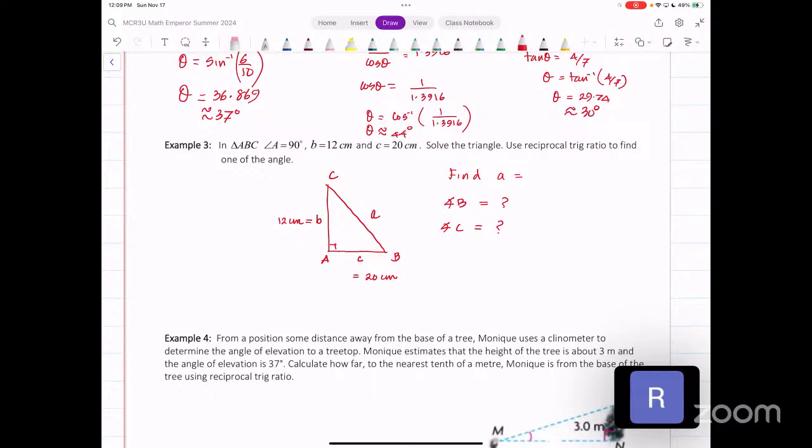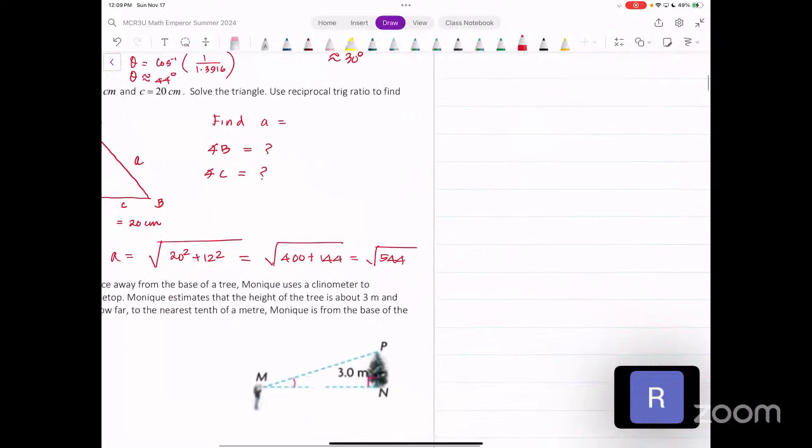All right. Very importantly here, you should not leave the answer for a in decimal. You have to leave it in radicals, isn't it? So if you use the Pythagorean theorem, 20 squared plus 12 squared, you got 400 plus 144, which is 544. Makes sense? Are you following that? So 544, you can actually rewrite it.